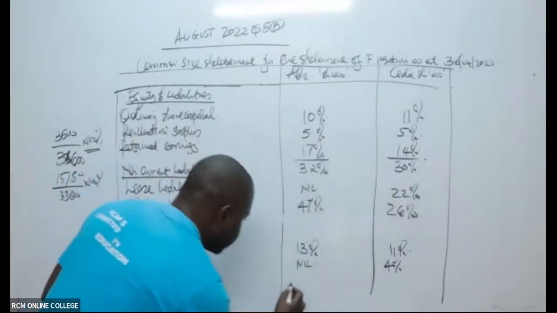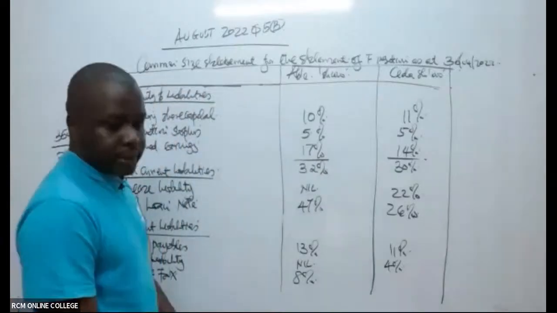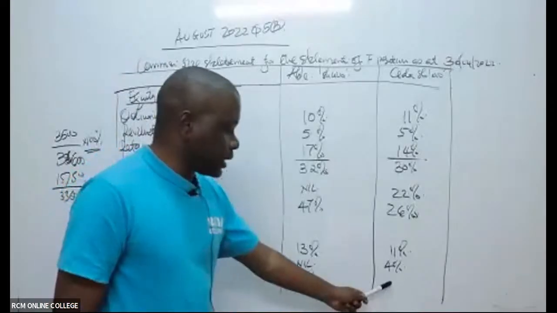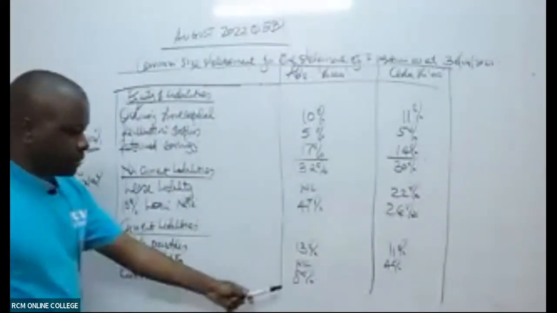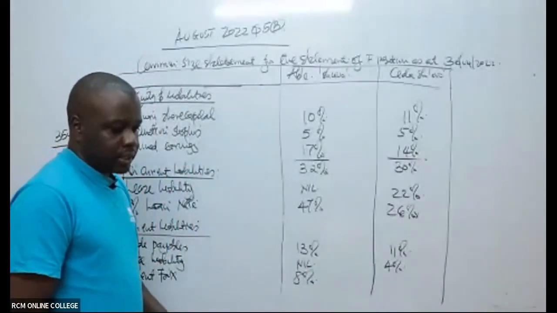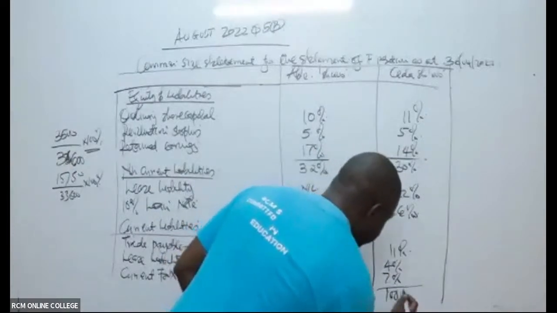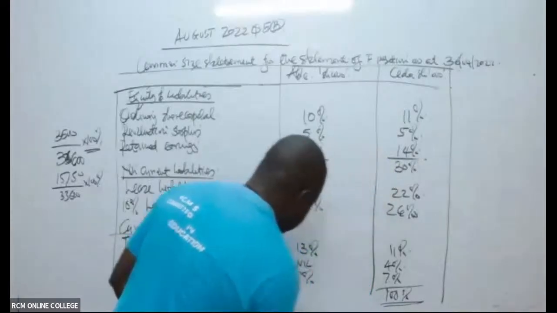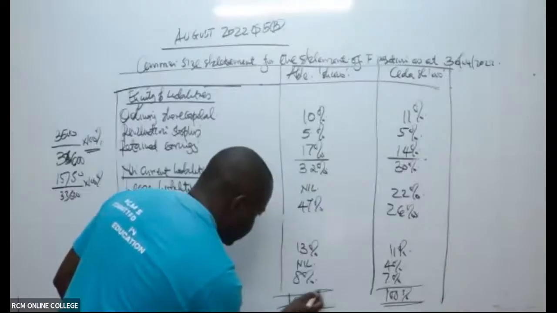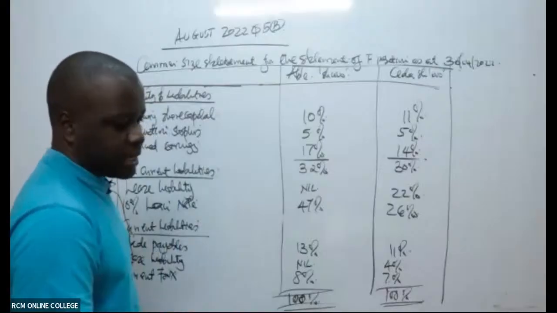Then we have, in this case, current tax 8%. What about this other side for the current tax? This one is 8%. Current tax here is 8%. What about for SEDA? 7%. If you do the total there, it should give you the total figure, so that comes to 100%.